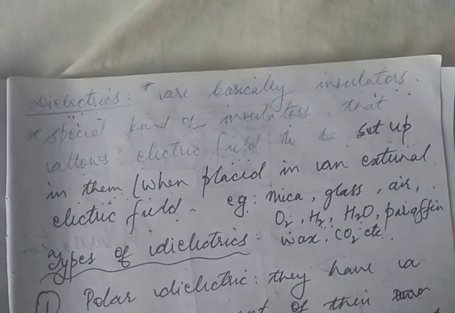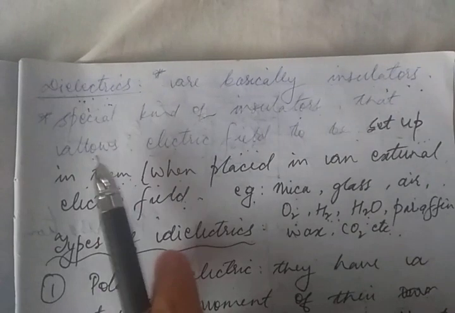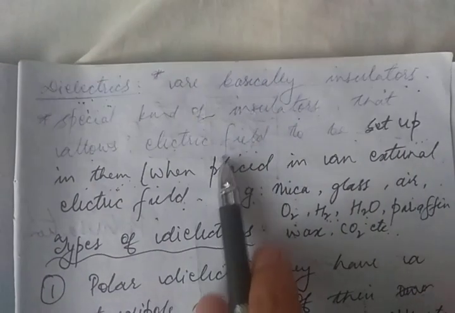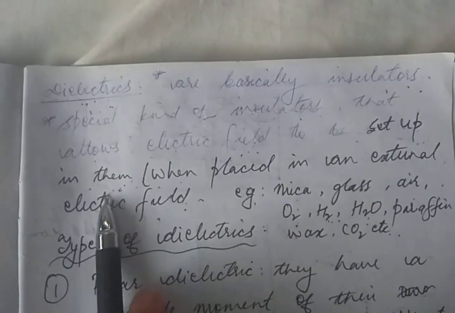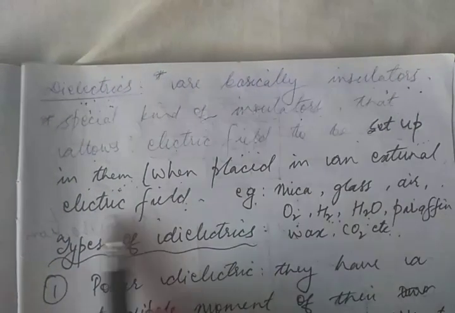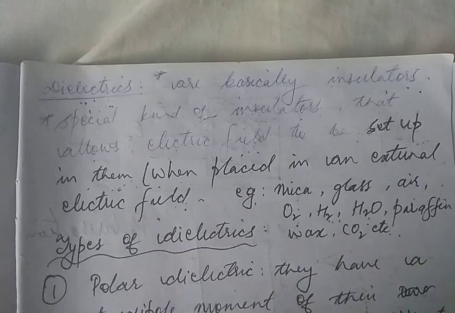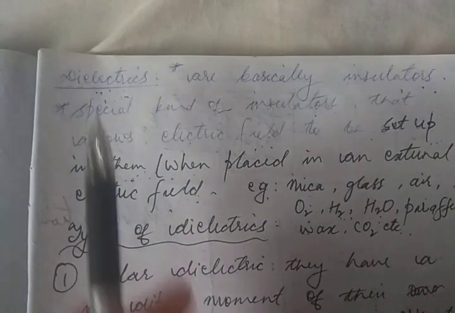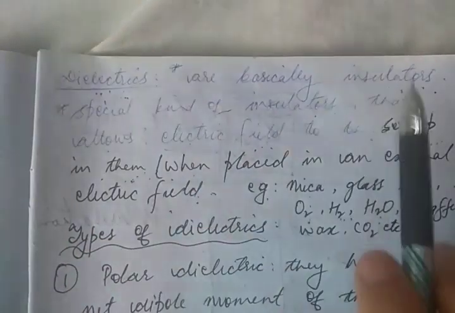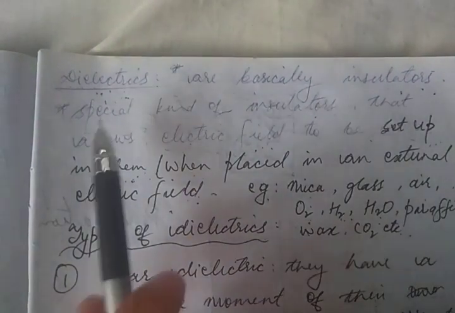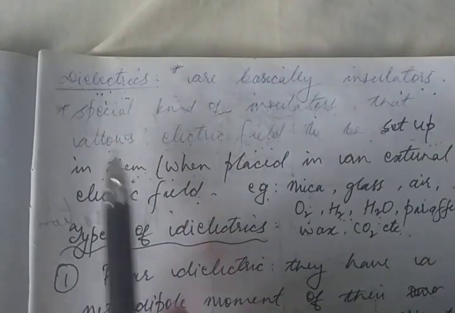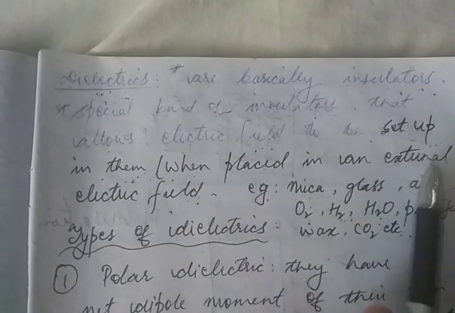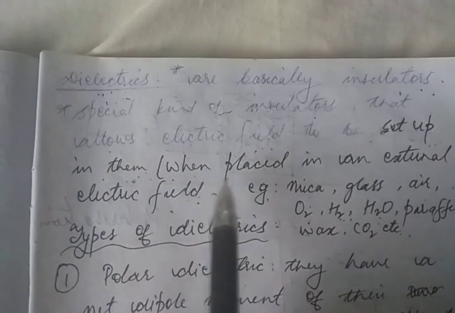Now what is special about dielectrics is that they allow an electric field to be set up in them when placed in an external electric field. So when you have an external electric field and you place a dielectric substance in there, what happens is, dielectrics, which are a special kind of insulators, allow electric fields to be set up in them when, of course, they are placed in an external electric field. We'll talk more about this point.